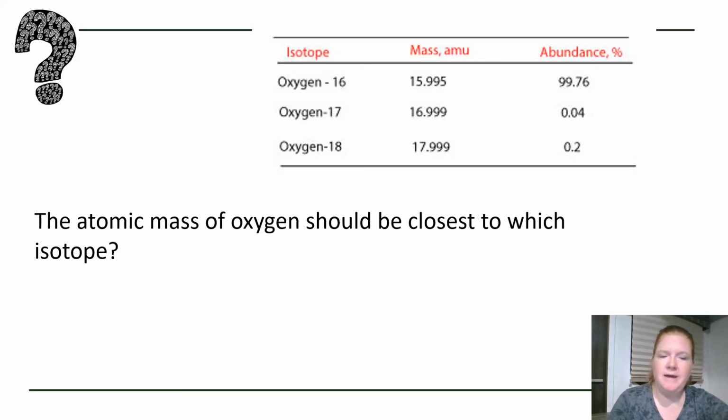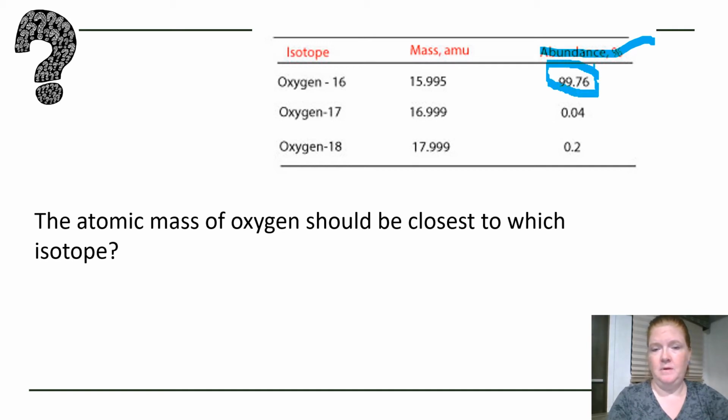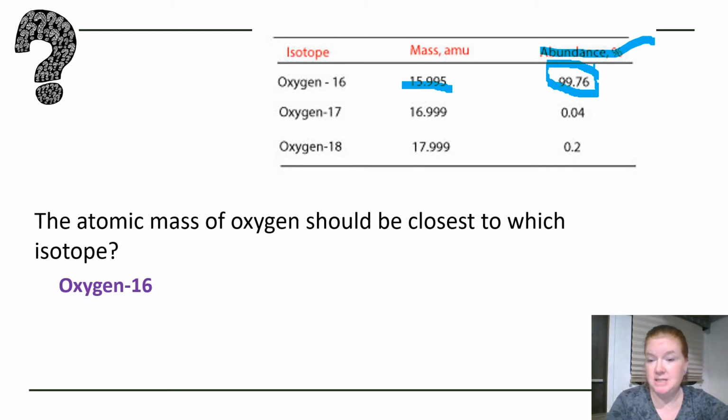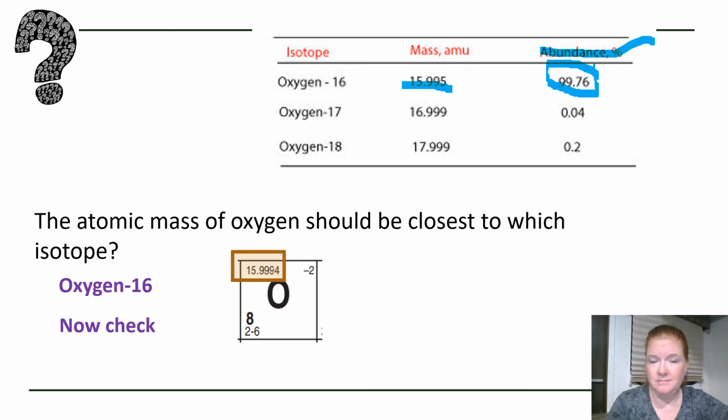Okay, so the atomic mass of oxygen should be closest to which isotope? Check the abundance, which is the highest number. Okay, so the atomic mass of oxygen on the periodic table should be closest to that isotope, oxygen 16. Now check. Well, that's pretty close to that one. Okay, makes sense.